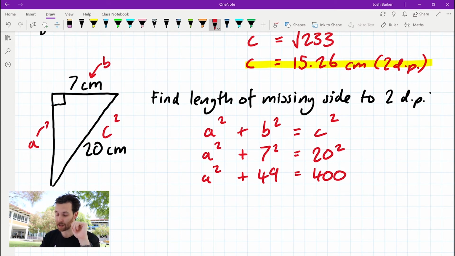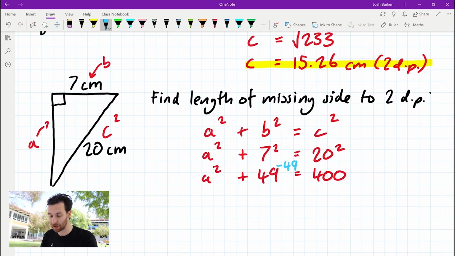Okay, this is where you've got to do a little bit of solving to help you out. I'm just going to point out that if you've not done equations like this for a while, we need to get the A squared on the left-hand side on its own. So we want to substitute this 49.